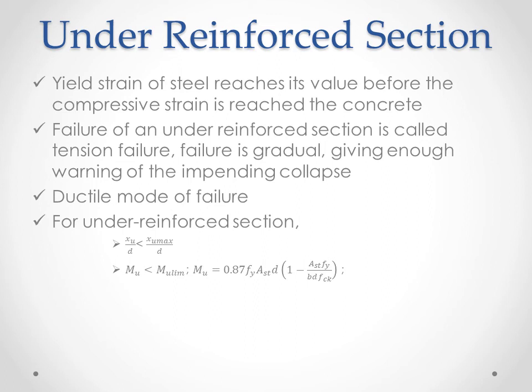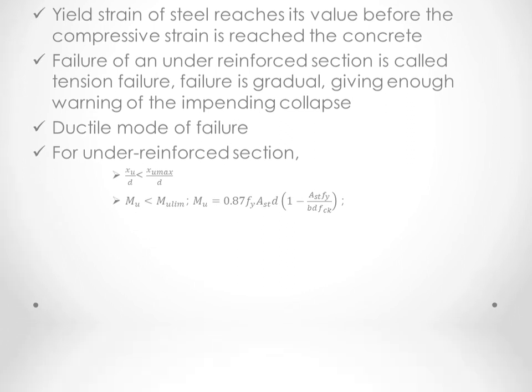and in the balanced case, compressive force and tensile force are the same. Since concrete's amount is more, we'll be using Mu's value for compressive force in the balanced section, and in the under reinforced section, since the yield strain of steel is more, Mu's value will be 0.87 fy Ast d into 1 minus Ast fy by b d fck. Now we will check over reinforced.